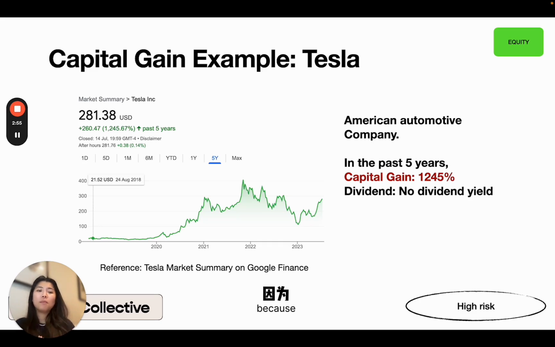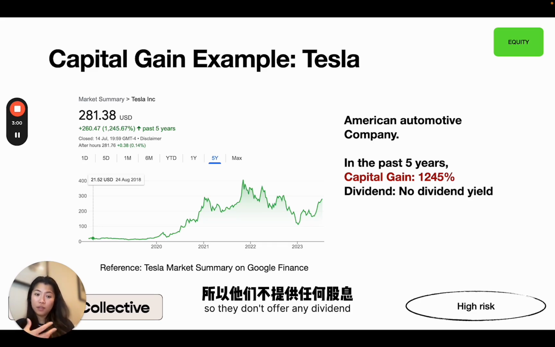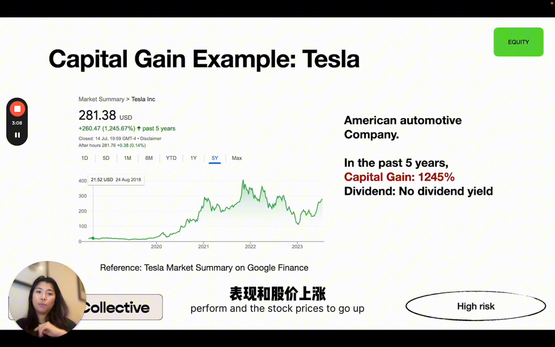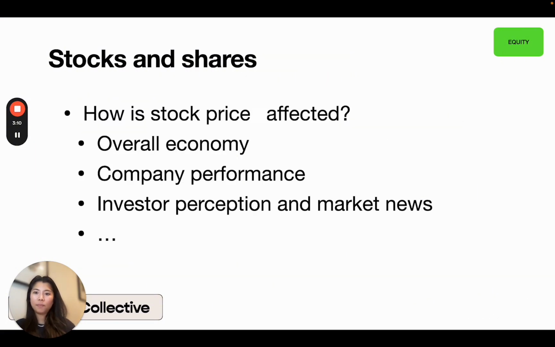However, because Tesla is a growth company, they don't offer any dividends. When you invest in companies like Tesla, you're looking for the capital gain, looking for the company to perform and the stock price to go up.